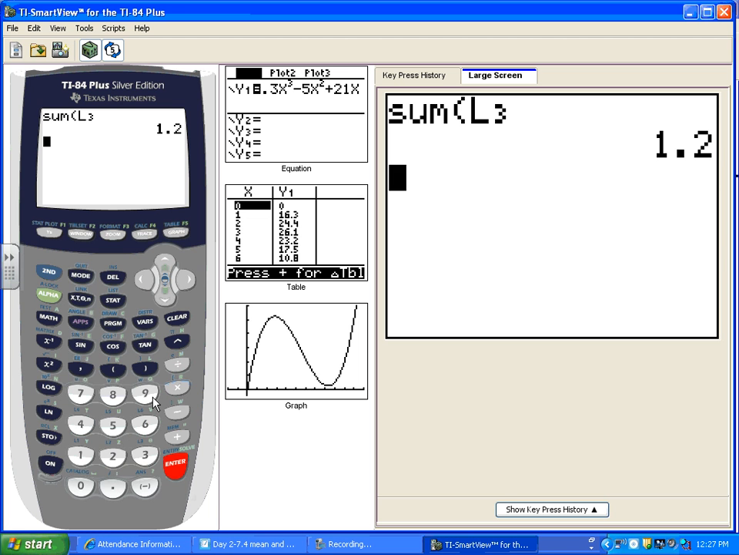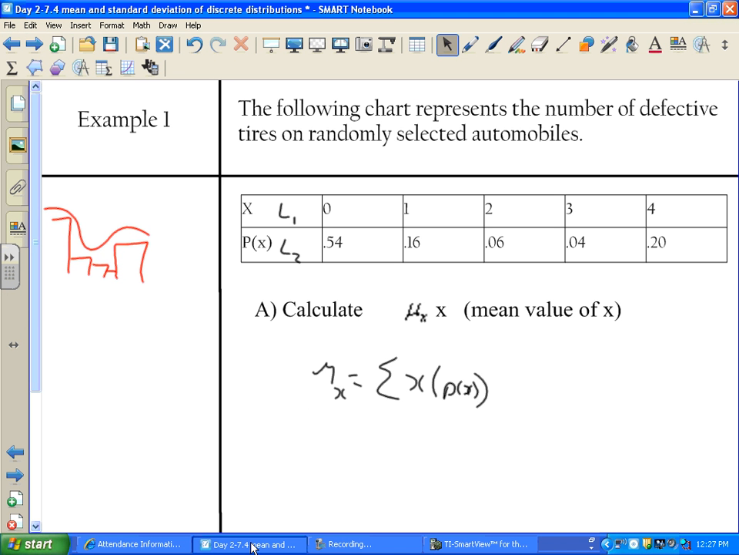Is everybody okay with the 1.2 there? Any questions or clarifications on how I got it? All right. So we know that the mean is 1.2, and that's our expected value. In this case, according to this data in this problem, we'd expect on average 1.2 defective tires. Does that make sense?